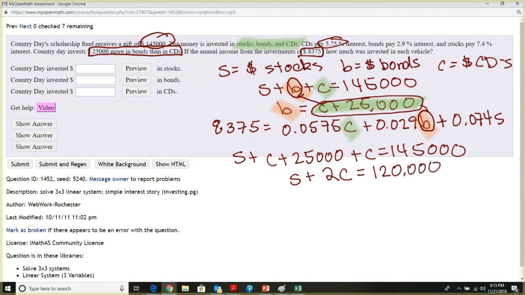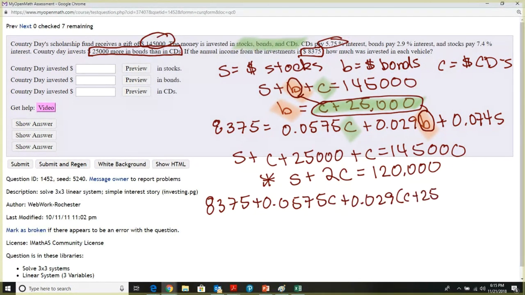All right, so here's one of my equations. Now let's plug it into the last one. So 8375 plus 0.0575C plus 0.029B, which is C plus 25,000, plus 0.074S. And now let's just fix this because it's a big mess. Oh, I forgot my equals sign in there, you guys. Equals.